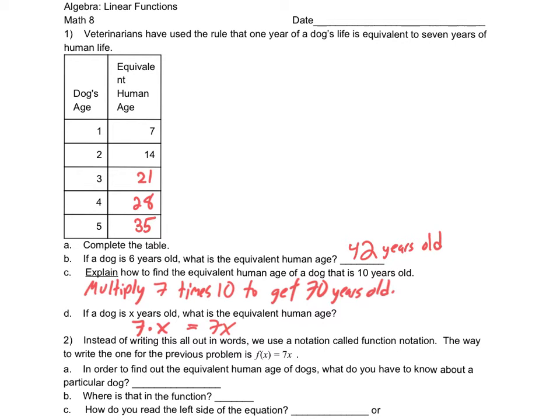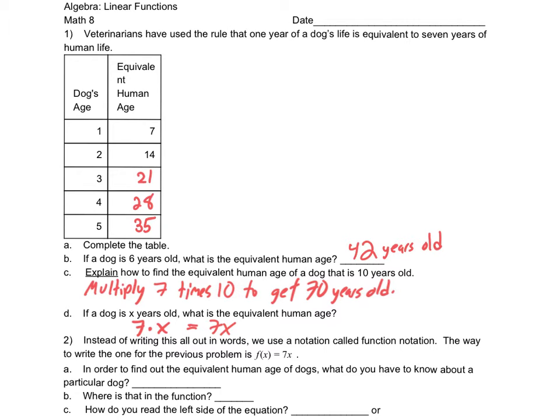So just like 7 times 10 gave us 70 years old, for a dog that's X years old, it's 7 times X, or 7X years old. Okay, so that's using some algebra here. Now, instead of writing all this out in words, we can use a notation that's called function notation.